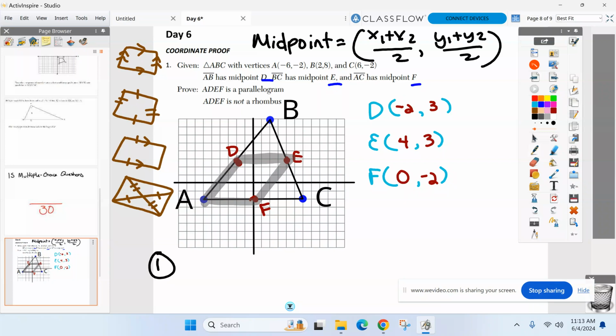And that would be true if they bisect each other, meaning, what's this bad boy right here where they meet? That's the midpoint of each diagonal. So show they share the same midpoint. That's the other way to show a parallelogram.